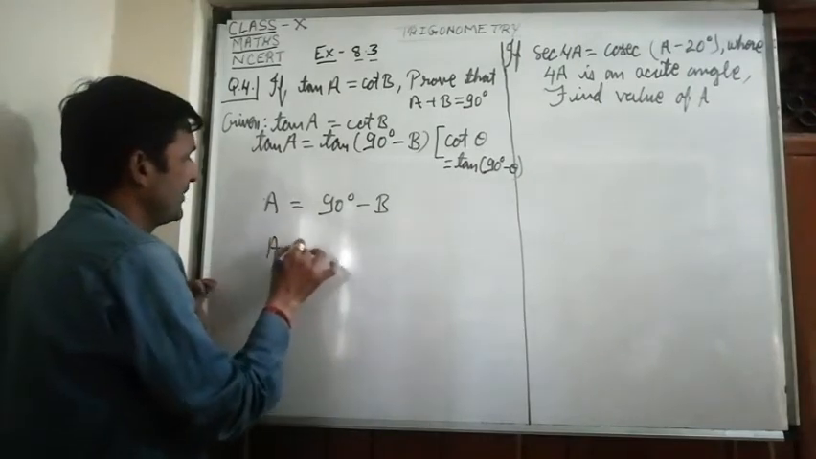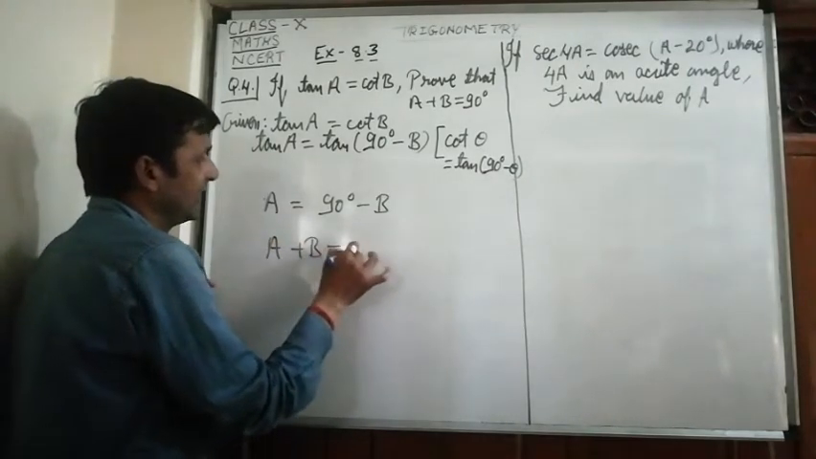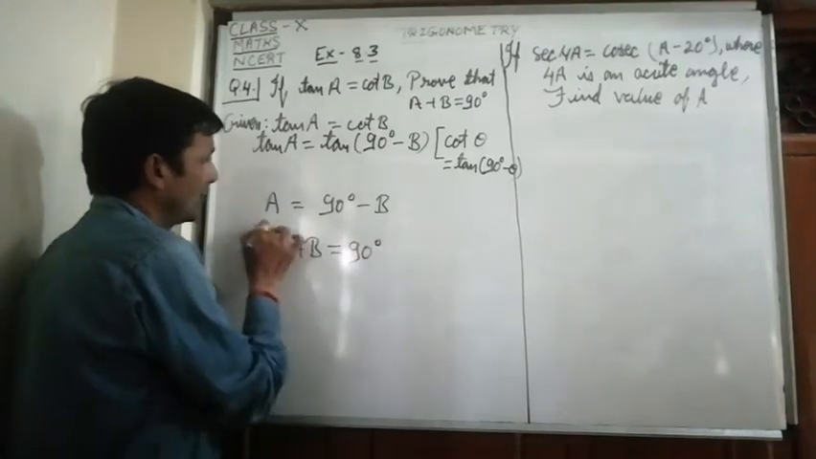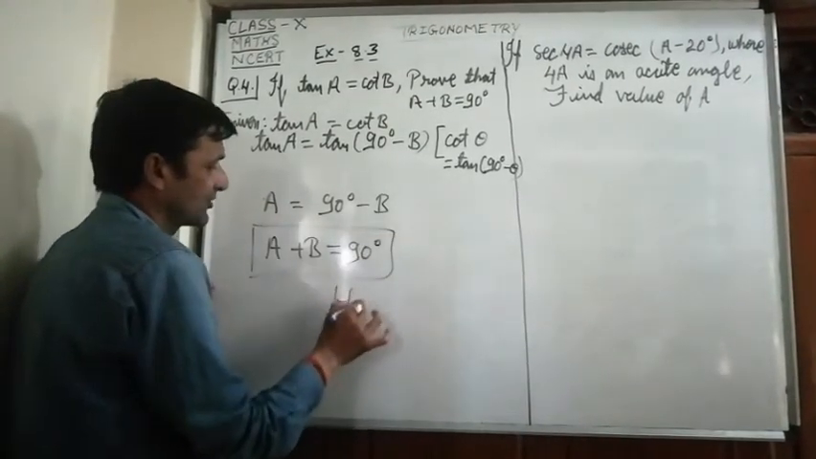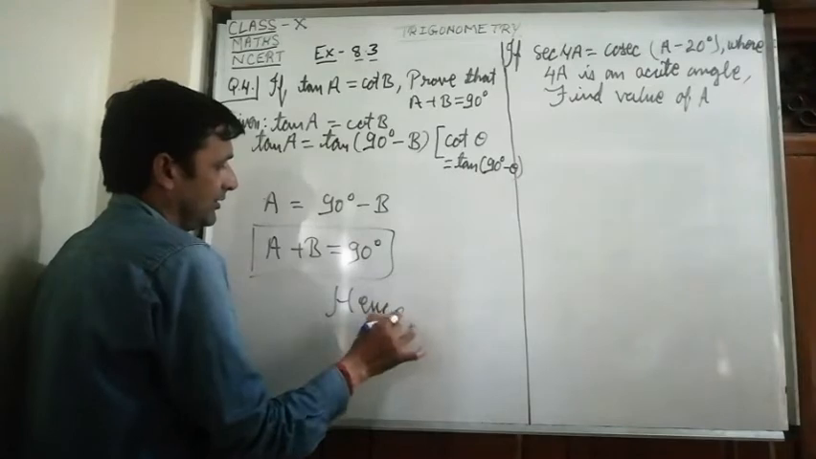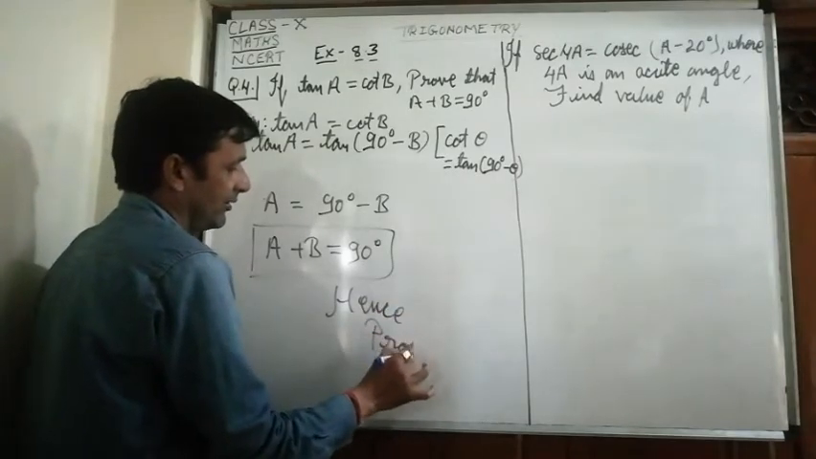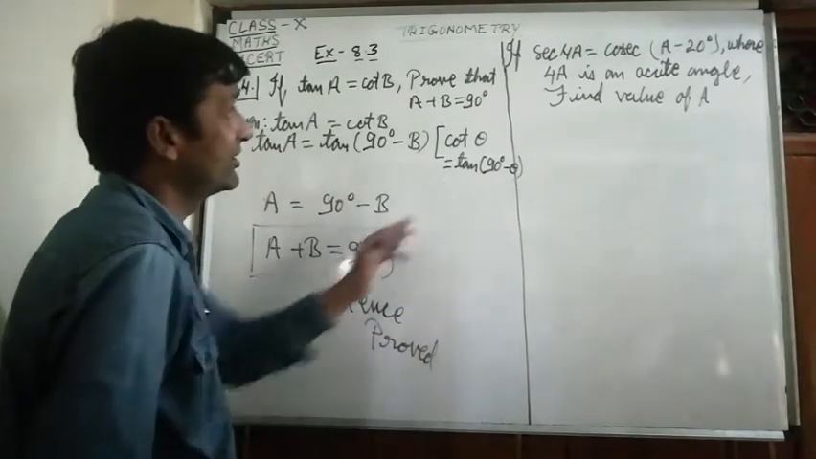So a plus b is equal to 90 degree. This only we have to prove. So we may write here hence proved. This question is over. Question number 4 is done.